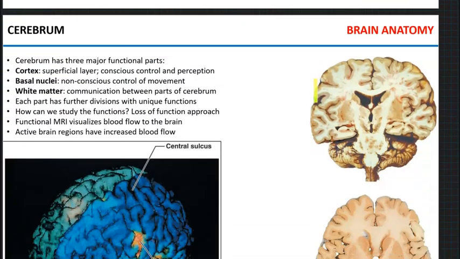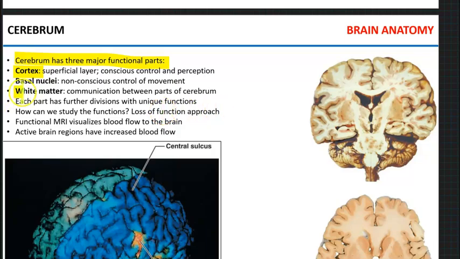So our first topic of conversation would be the cerebrum, which consists of 3 major parts. Cortex, the superficial layer, which we sometimes call gray matter, which is not entirely correct. Cortex contains all centers responsible for any of the conscious activities or perceptions that we may have. In other words, your entire conscious life is within the cortex.